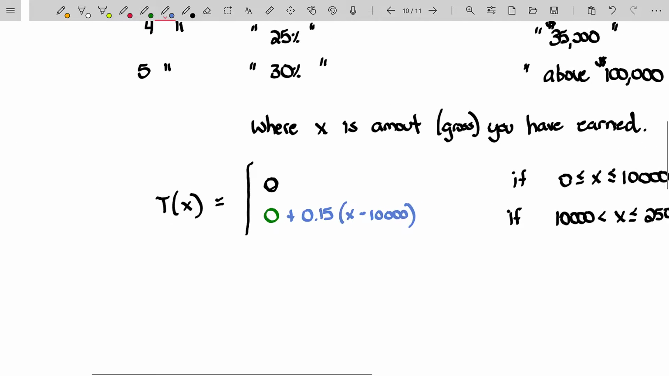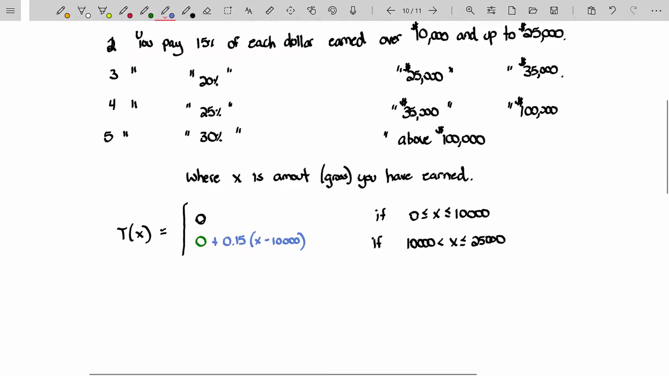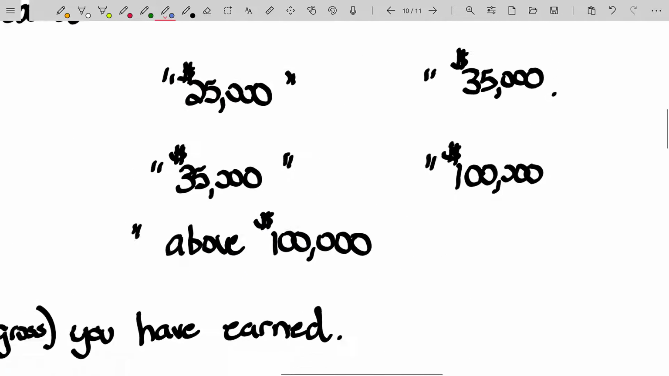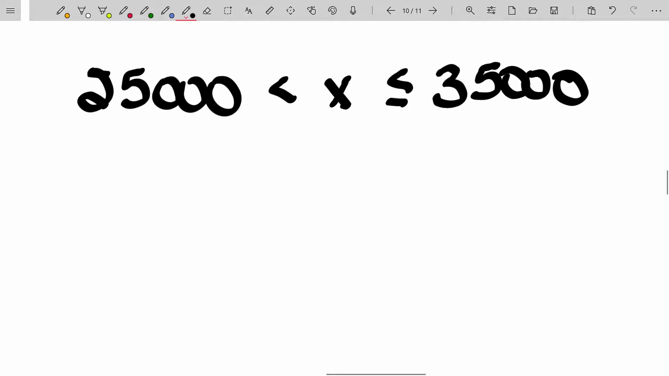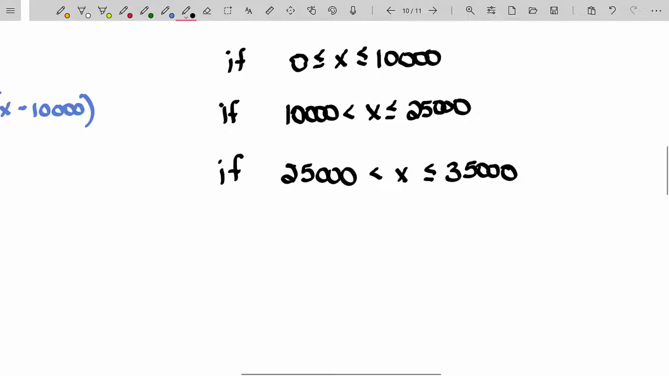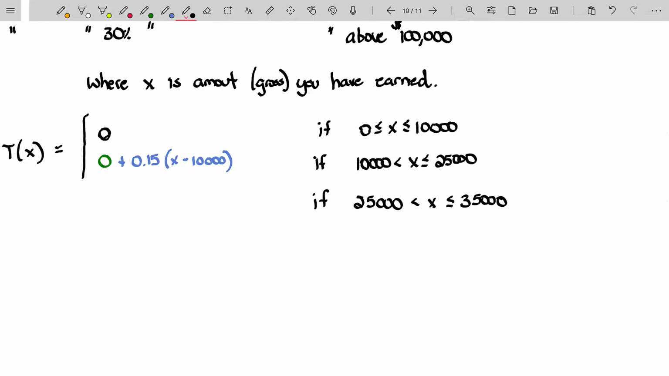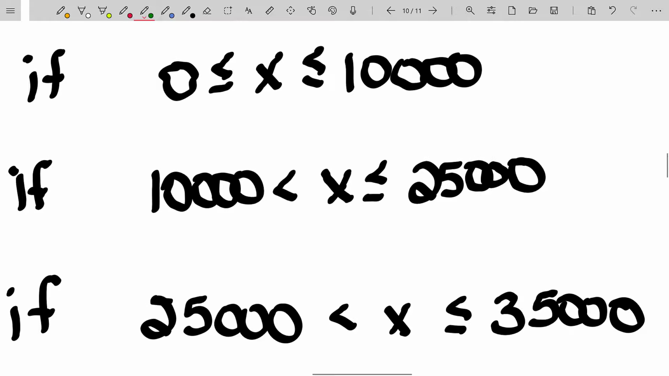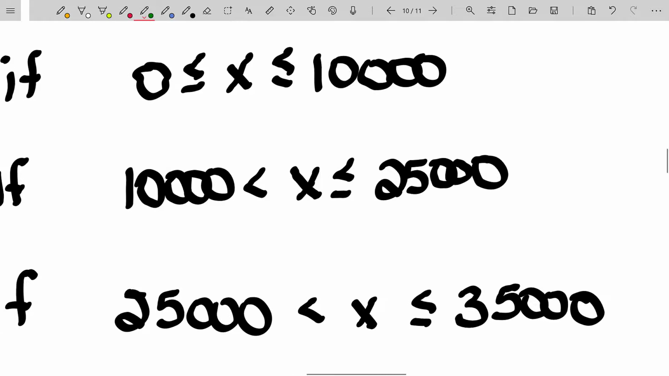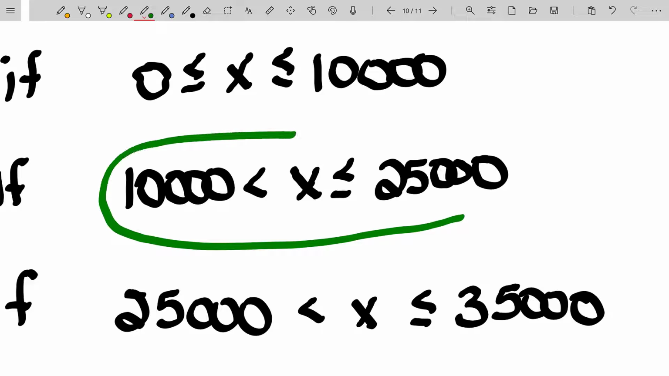Now let's move on to the next line, the third line. The domain restriction there is $25,000 to $35,000. So if our income is between $25,000 and $35,000, then, well, how much did we pay for the first 10,000? 0, right? And how much will we have paid? Because remember, we have actually surpassed the $25,000 mark. So the question is, how much did we pay in taxes for all of this money between $10,000 and $25,000?